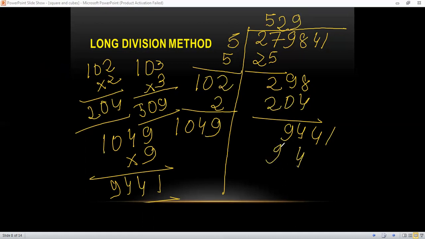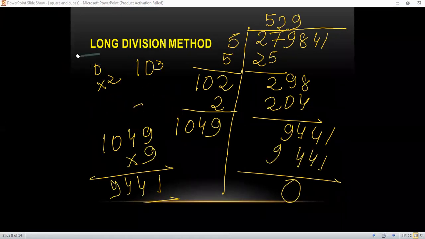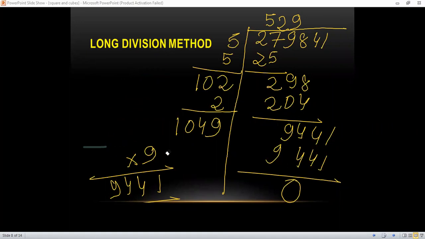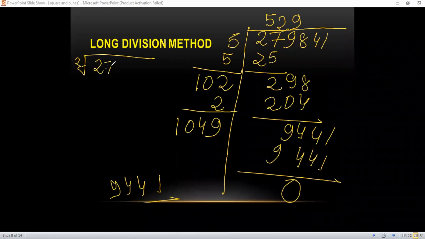That means the square root of this number is 529. The square root of 279841 is 529.